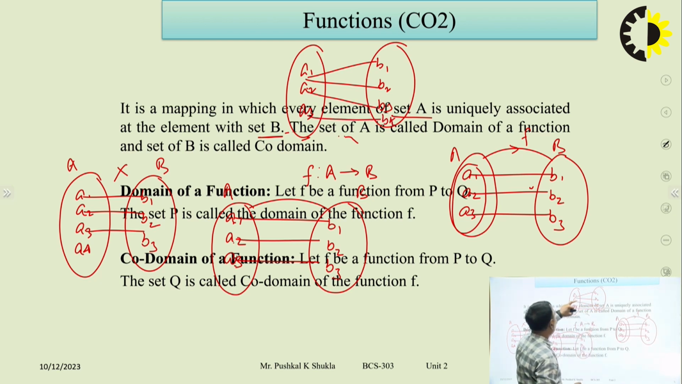This is not a function because A2 has two images, B2 and B3. This is not a unique, one and only one image. All the elements of set A must have one and only one image. Here A2 has two images, B2 and B3. So, this is not a function.